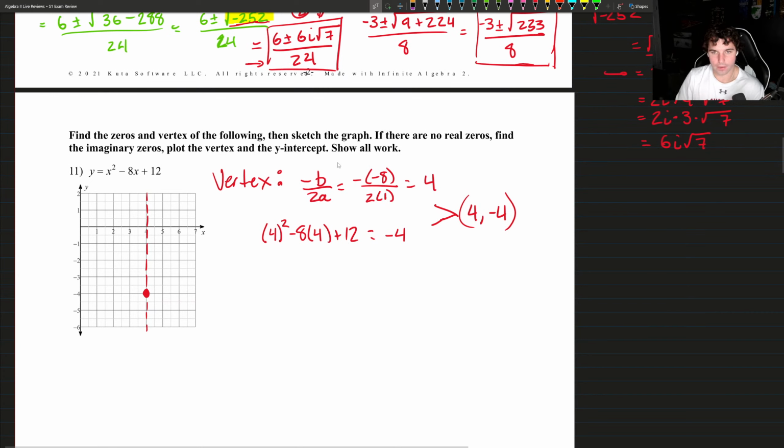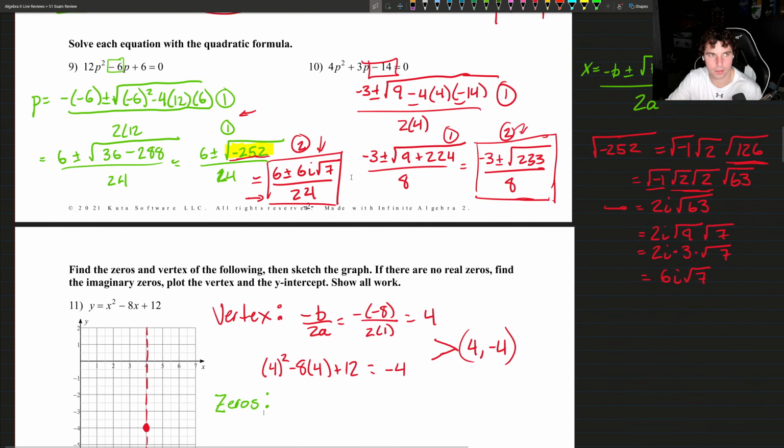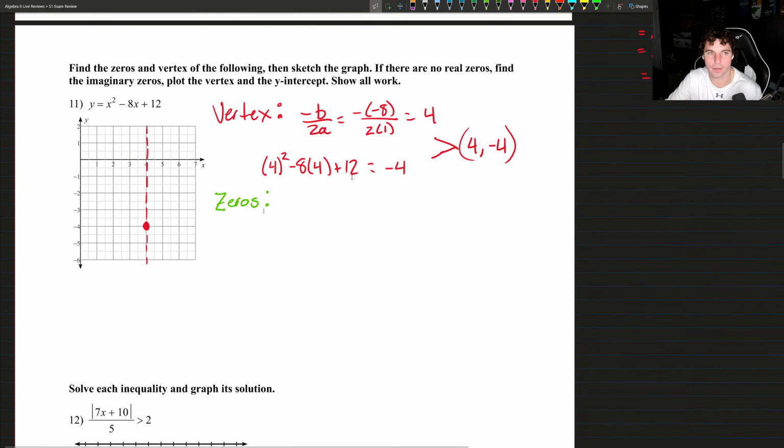So number 11, we found the vertex. That's 4, negative 4. Then we need to find the zeros. And you have two different ways to do this. You can either use the quadratic formula, which we did up here, or you can factor, which we did before that. This one is way easier to factor because we just need factors of 12 that add up to negative 8. So if we do that, we get x minus 6 and x minus 2.